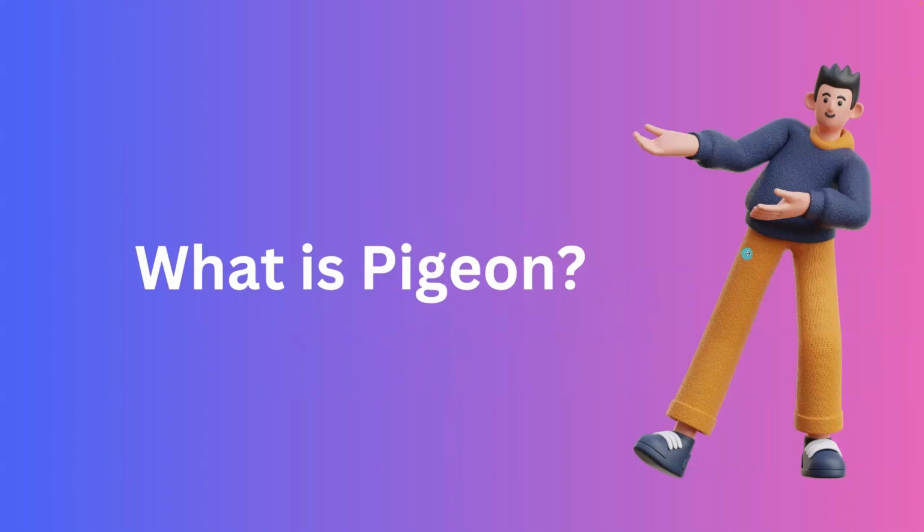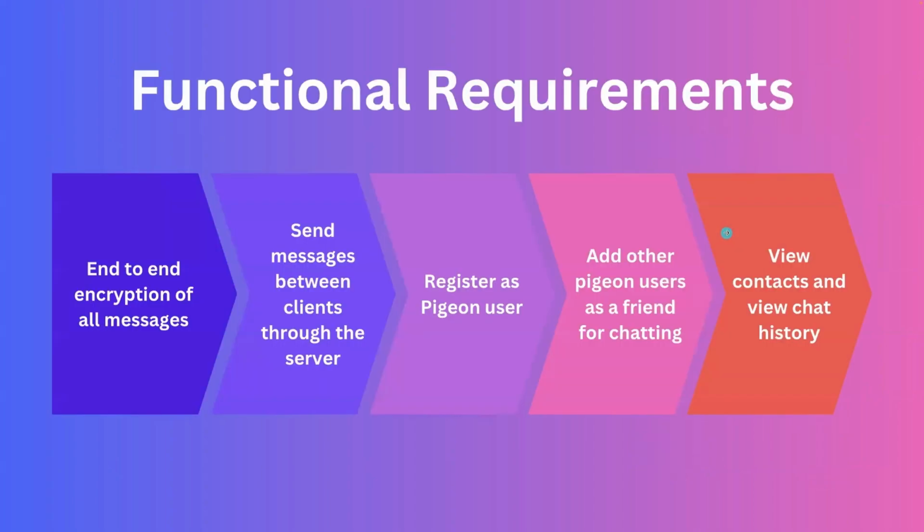And so Pigeon is an end-to-end encrypted messaging platform. The functional requirements are you should be able to send messages between two clients on different hosts through the server. The end-to-end encryption of all messages such that the server and any intermediaries cannot view plain text messages. We used RSA for this.